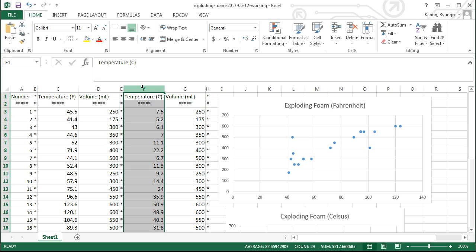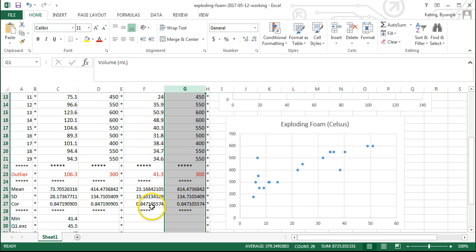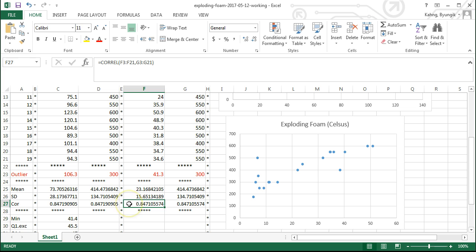Even more so, we have this correlation computation for temperature written in Celsius versus volume in milliliters. Will that create a difference? If you do the same thing, no, it will not. We have the same correlation. How about the mean? Mean for Fahrenheit, mean for Celsius, of course they are different. Standard deviation for Fahrenheit versus standard deviation for Celsius, different. But surprisingly for correlation, they're the same. Even if we select a different unit, the correlation remains the same.